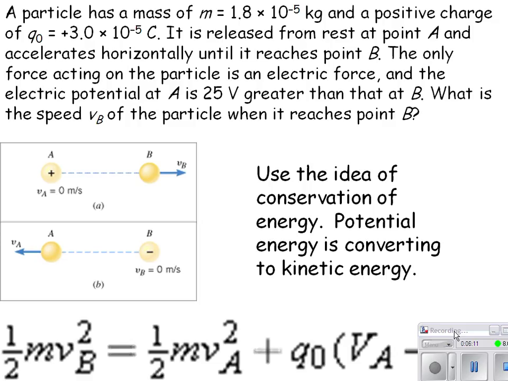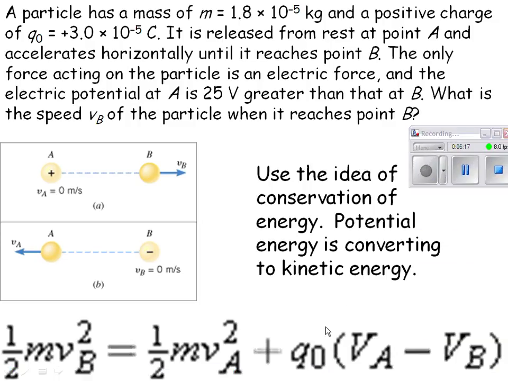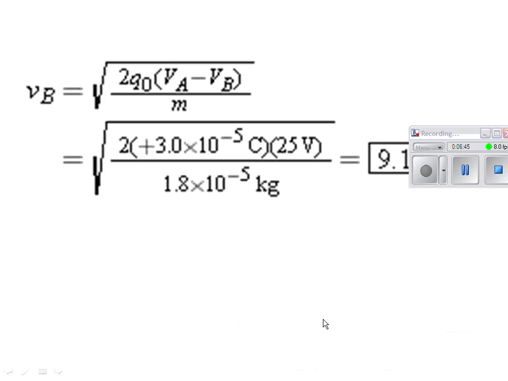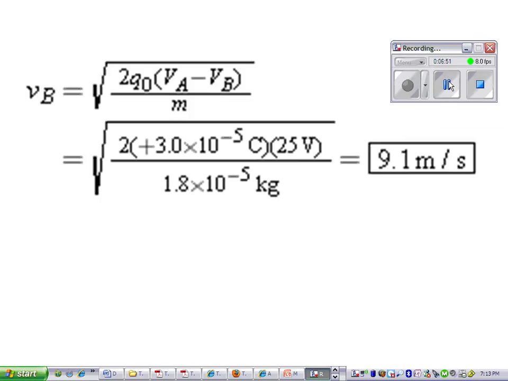So when we think of that, we say, well, initially we have both potential energy and kinetic energy. Its initial speed at point A is 0 meters per second, so that 1/2 mVA squared is going to go away. This potential energy that it has is equal to the potential difference times the charge. And that potential energy will convert into kinetic energy. So we look at that equation, rearrange it, plug in our values, and we end up with 9.1 meters per second.